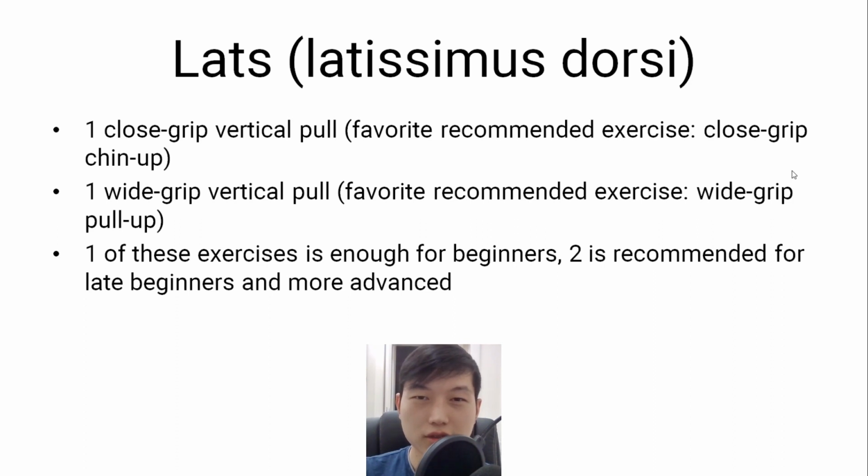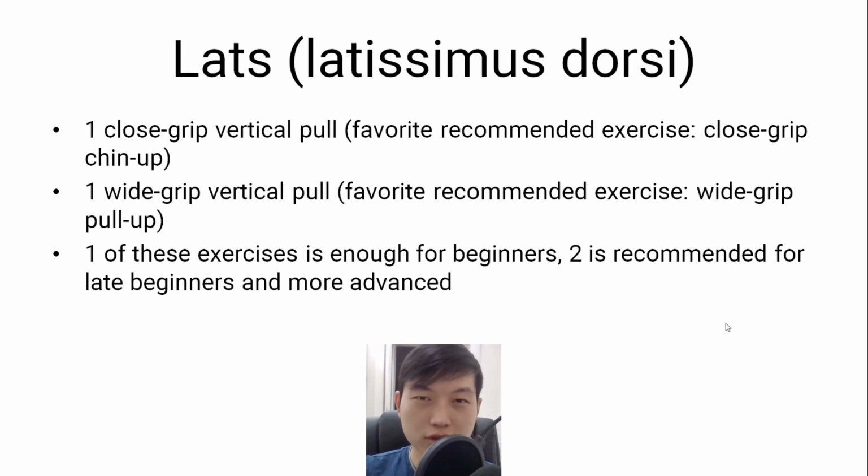The lats. This gives you the V-taper and really the width of your back. For the lats, one exercise is enough for beginners, but 2 is recommended for late beginners and more advanced. You need one close grip vertical pull and one wide grip vertical pull. Because for optimal muscle growth, you need the lats with 2 different movements.